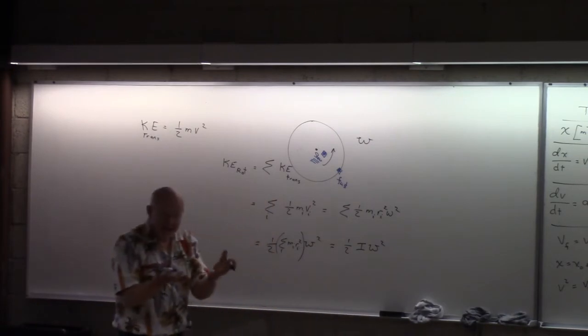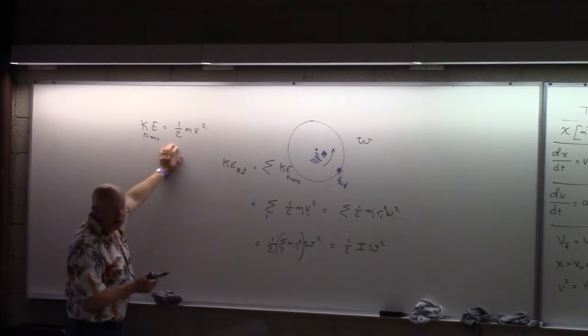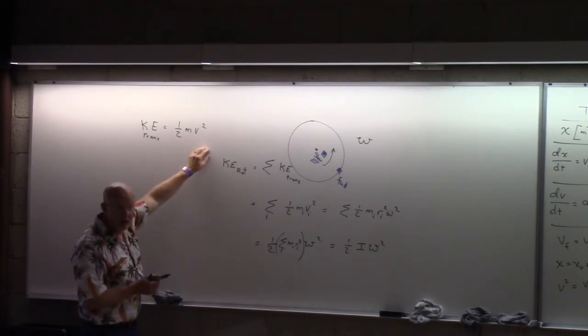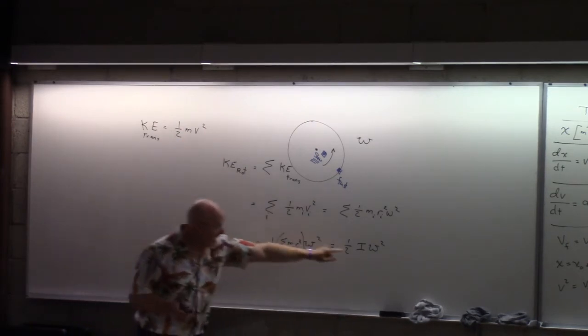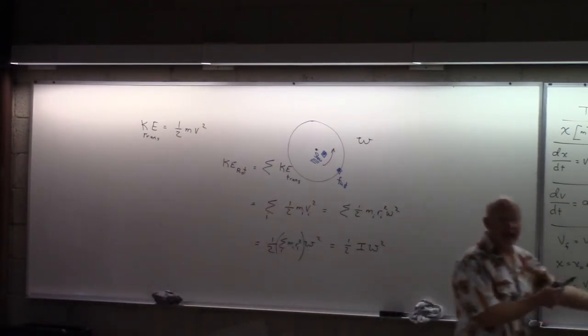And it's kind of nice. It makes it kind of easy to memorize, doesn't it? Because don't you already know that the translational kinetic energy is 1/2 mv squared? So the equivalent of m is the I, and the equivalent of v is the omega. And so let me add this to the chart over here.